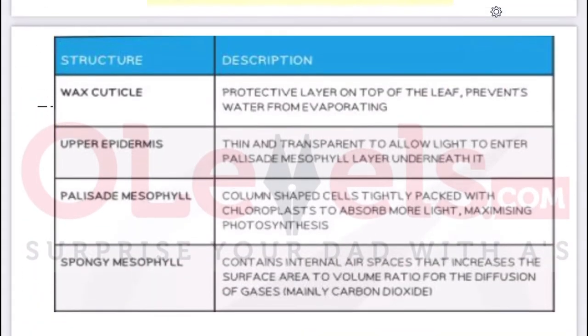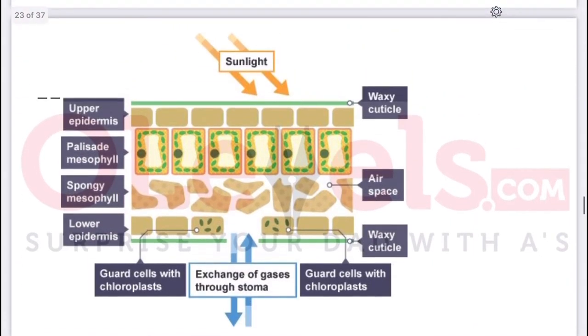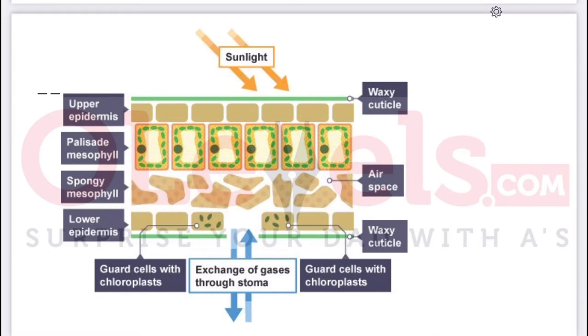So, the structure of the leaf and their descriptions. First, let's go through their structure. This diagram shows the cross-section of a leaf. The uppermost layer is known as the cuticle, which is a transparent layer, and it allows sunlight to pass through. Then comes the upper epidermis. This layer of cells, the tissue, is also transparent, and it allows sunlight to pass through. Then comes the palisade mesophyll cells. They absorb the sunlight and photosynthesize. Then comes the spongy mesophyll. In between, there are air spaces to allow the exchange of gases.